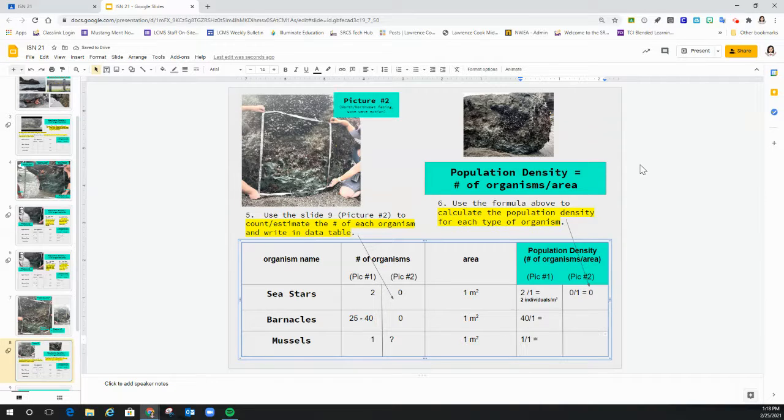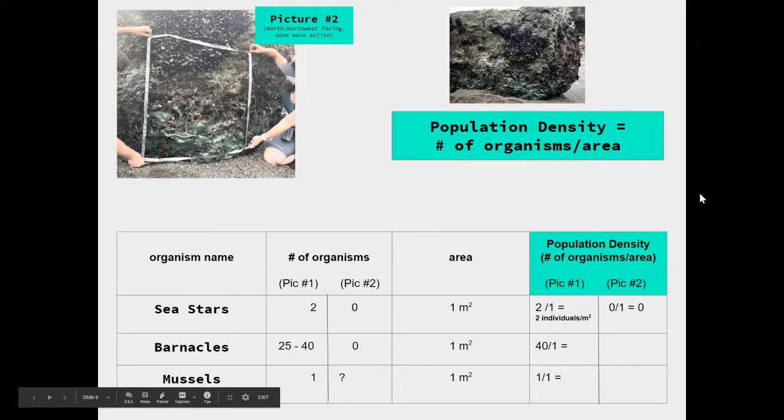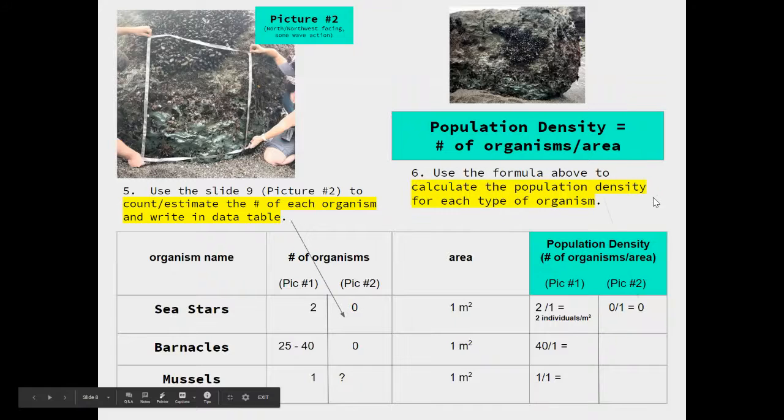All right, so when you're ready for your population density for picture 2, hopefully you worked it out better than I did. You're going to be looking over here. So now for picture number 2, for this area, for the sea star, it's 0 organisms divided by 1 meter squared area, which gives us a population density of 0, which makes sense. There's none there. And our barnacles are the same, right? So 0 barnacles, and then you're going to do that same calculation. And then you'll do the same thing for your mussels. So you're going to make sure you have these 2 boxes filled out.